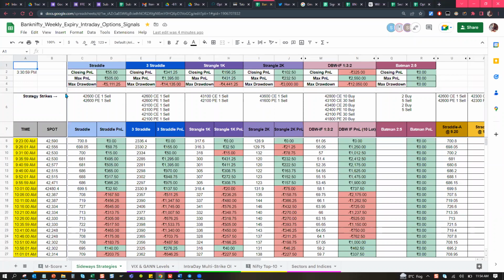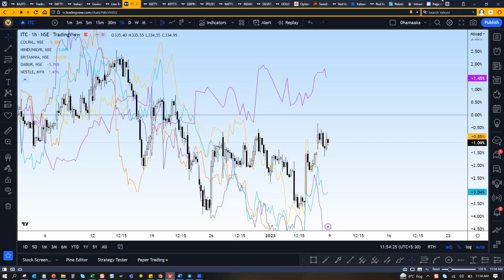So, and also it depends upon India VIX also, how the India VIX is rising or falling.